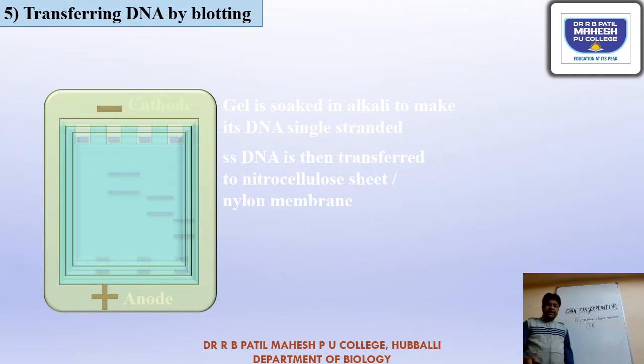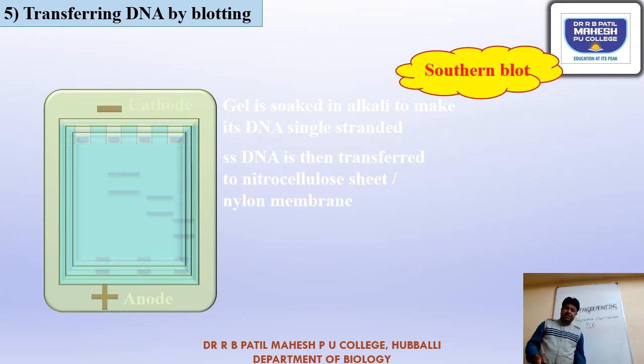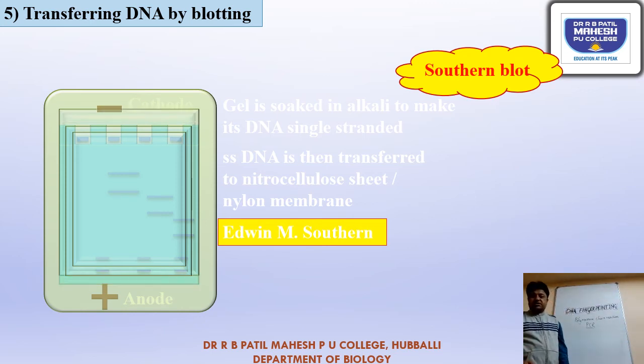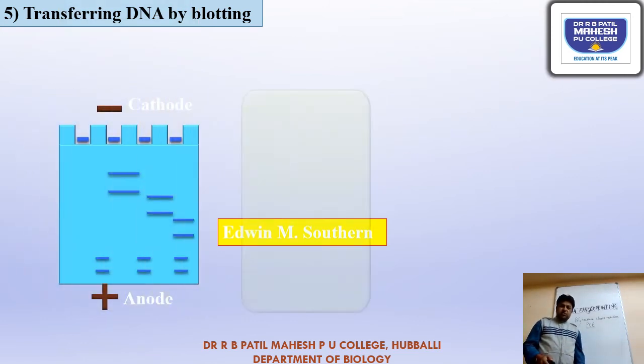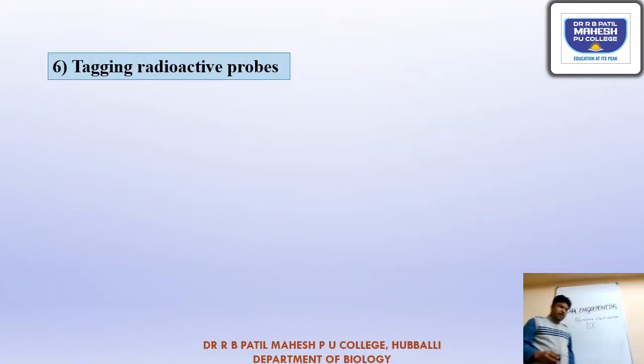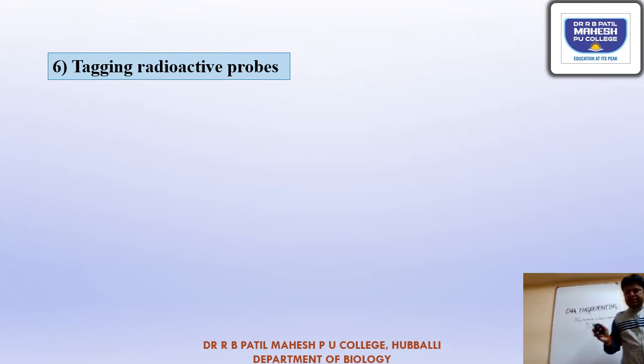So those single-stranded DNA fragments are transferred to the nitrocellulose membrane or nylon membrane by a technique called Southern blotting. Southern blotting is named after the discoverer Edwin M. Southern. Is that clear? So these DNA fragments are bound to the membrane exactly as in the gel.